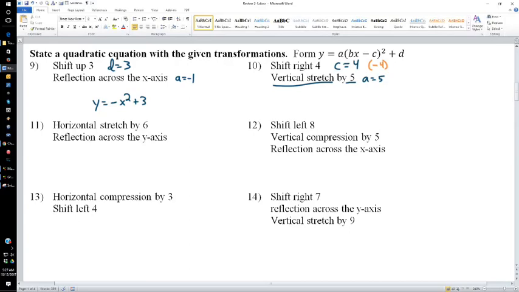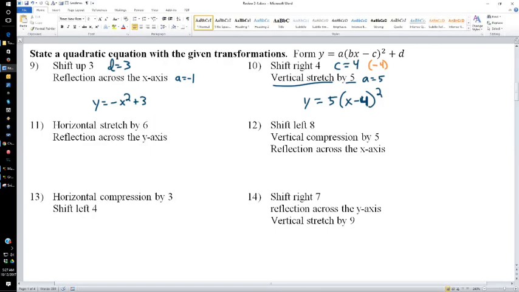So there's your A. That's where your C goes. You don't need a B or a D. So y equals 5, parentheses, x minus 4, squared. That's a 4, believe it or not. And that's where it is. There's no B value up front, so that's a 1. There's no D value, so that's a plus 0. That's just where it goes.